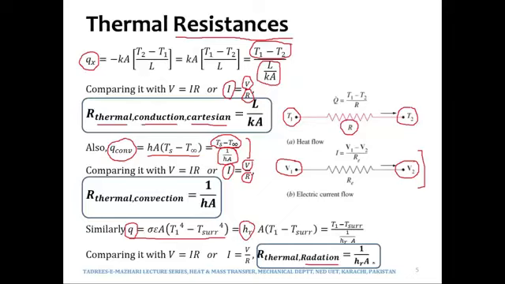And these two resistances are in fact independent of the coordinate system, whereas L over kA is a thermal conductive resistance in Cartesian coordinate system. So what is left for discussion? The thing that is left for discussion is the thermal conductive resistance in the cylindrical coordinate system and in the spherical coordinate system. This is what we will discuss in a bit.